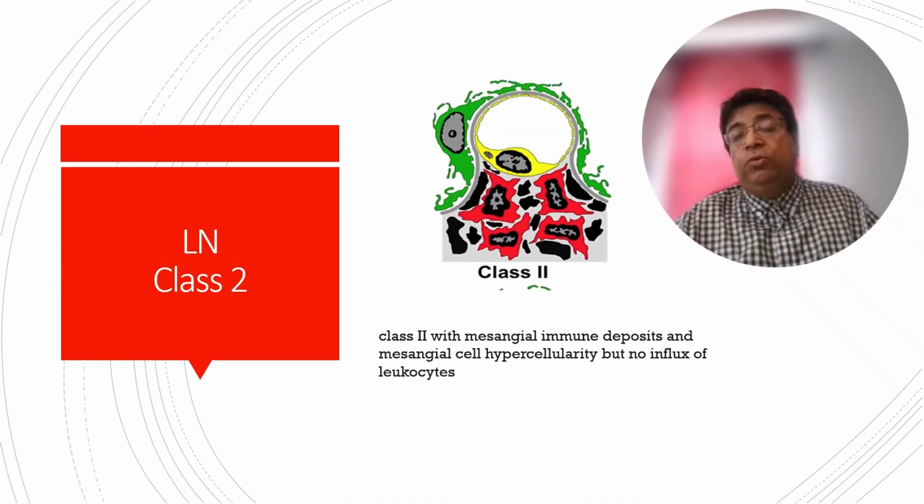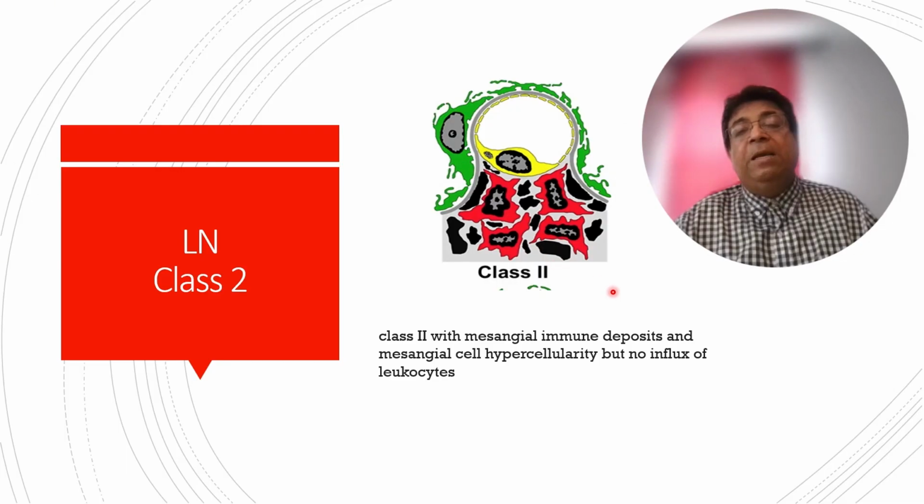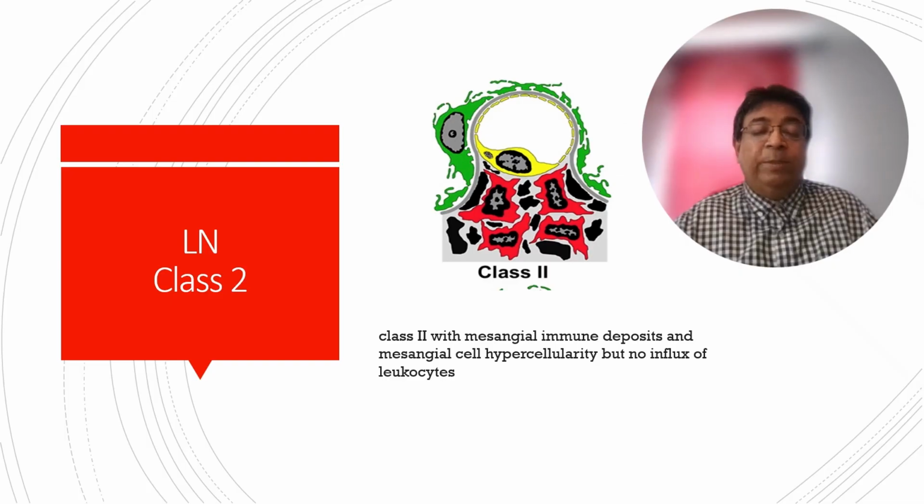This is class 2, also very early in lupus nephritis. And here you have the immune complexes. And so you can see that there are 4 cells in this area of the mesangium. So you have mesangial cell hypercellularity, but no influx of leukocytes. And by that, we mean that the capillary is open. There are no inflammatory cells in the capillary. Again, also very early in lupus nephritis.